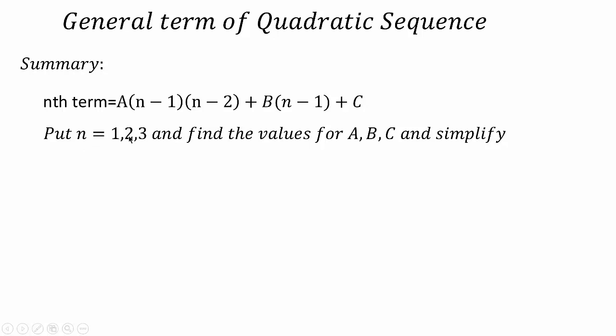Just put n equals 1 to find the value for c, put n equals 2 to find the value for b, and put n equals 3 to find the value of a, and just simplify, and you will get the result to find the quadratic sequence.